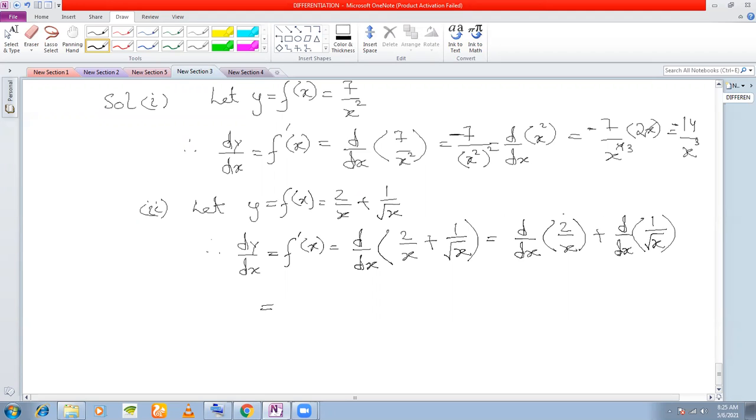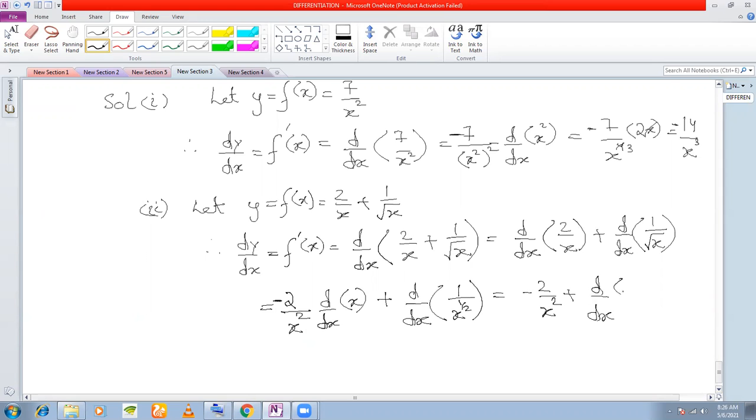Next, you again differentiate this by that rule, d dx of k by u. So k here is 2, you take it out, it is equal to minus k by u square, isn't it? U here is x, into d dx of x. Plus now d dx of 1 by root x. Remember, 1 by root x can be written as 1 by x to the power of half. So this now becomes minus 2 by x squared simply, since d dx of x is 1, plus d dx of x to the power of minus half.